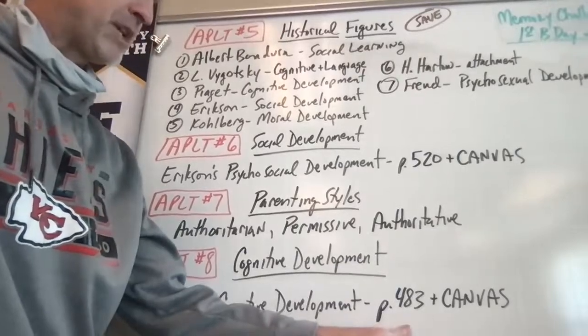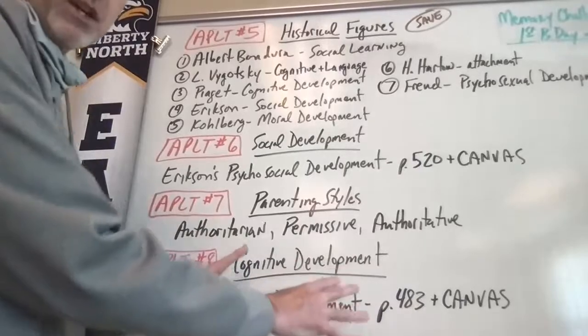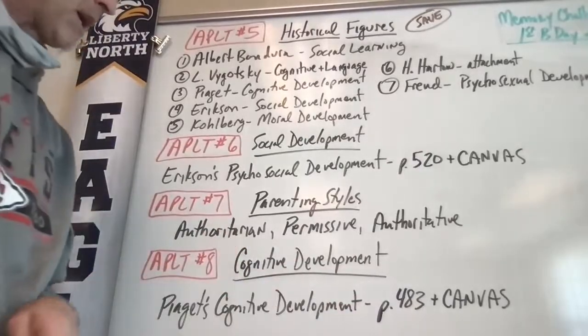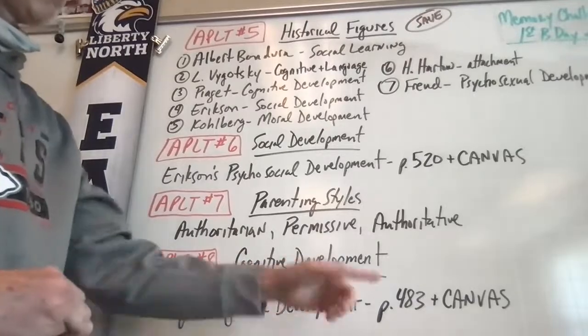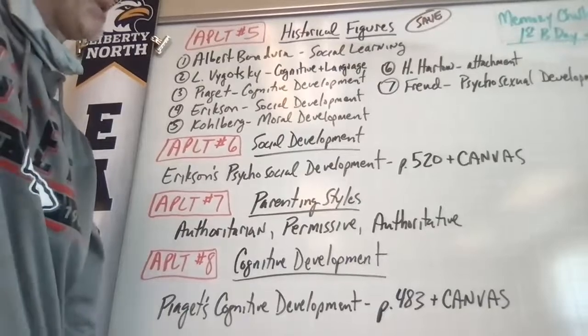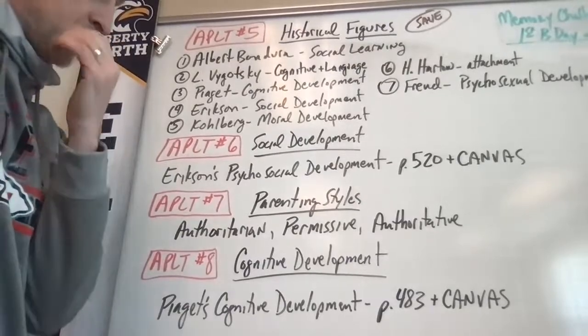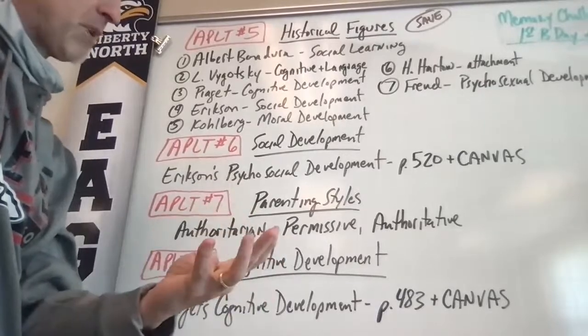So on page 483 in the book and in Canvas, I've got, and actually with this one, I've got detailed notes with the theory. So to understand Piaget, you're going to need to go to Canvas and page 483. But actually Canvas, I've got the whole theory written down with notes. It's pretty complex. But the idea there is that we progress through 4 stages of thinking or of mental processes.